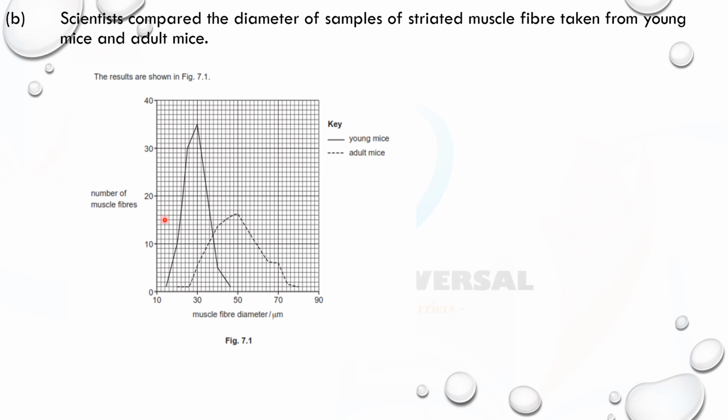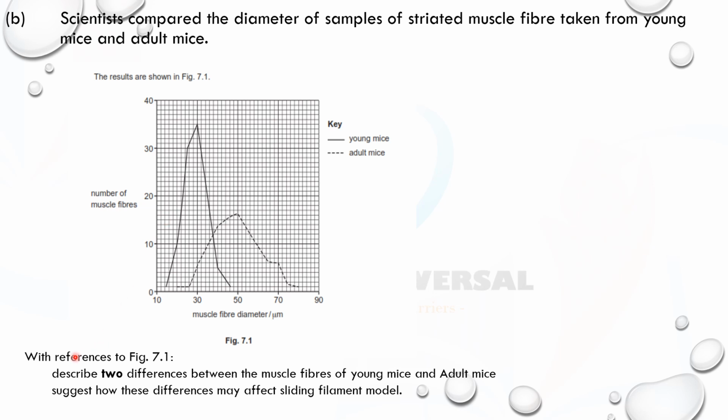Before you start analyzing, let's look at the question. With reference to fig 7.1, describe two differences between the muscle fibers of young mice and adult mice, and how these differences may affect the sliding filament model. Now guys, stop this video, pause the video, and try to solve the question. I'd like you to apply the concept. This is the analytical skill that you're looking for.